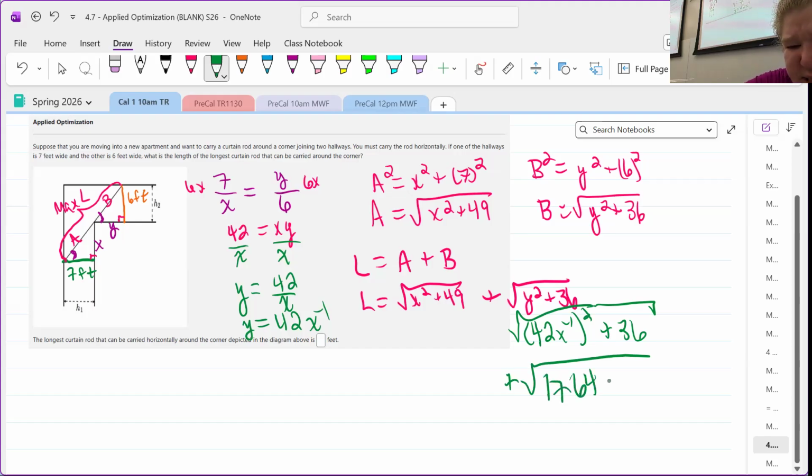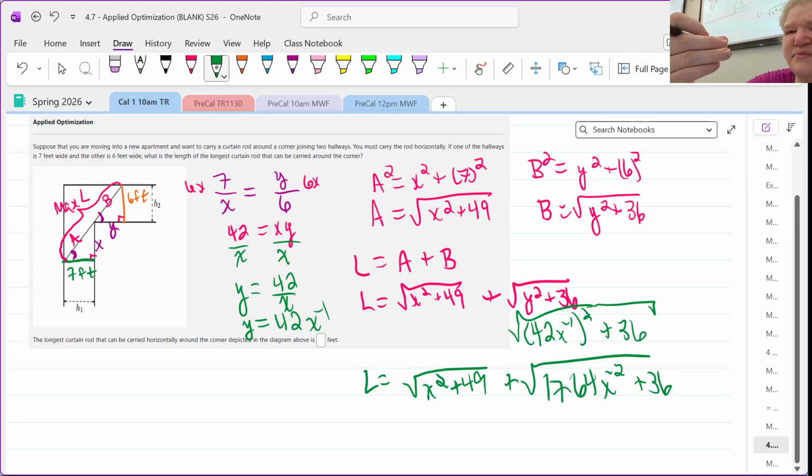So 1,764 x to the negative 2 plus 36. So that's what we're supposed to take the derivative of. And we're going to end up with 2 fractions. We then have to get the fractions together. It gets pretty ugly. It is not this ugly on the test, but there is absolutely an optimization problem on the test.